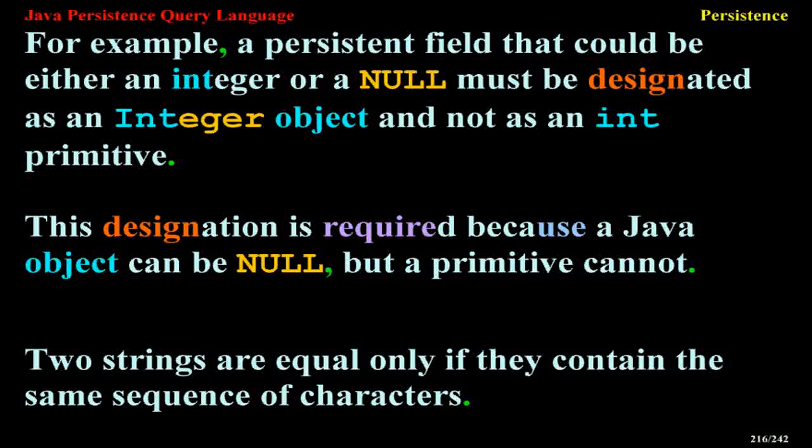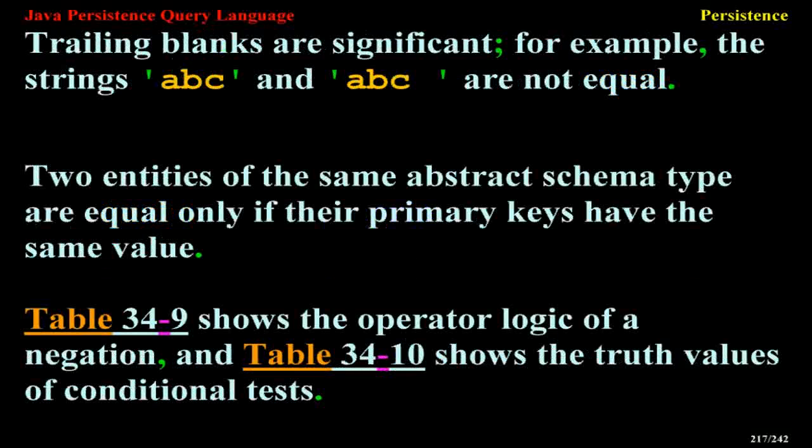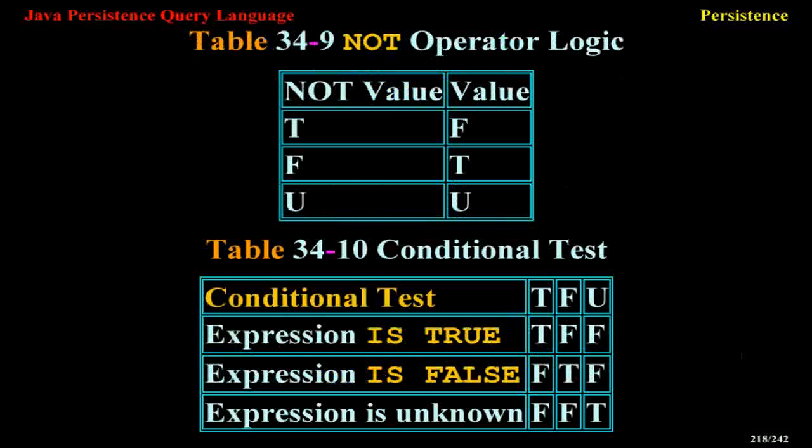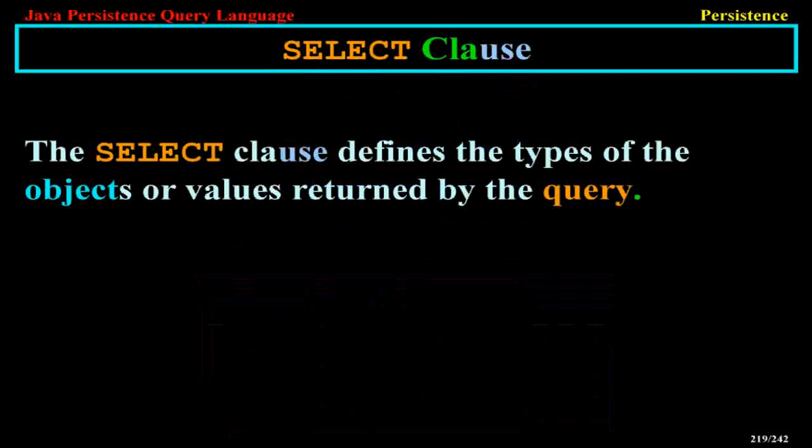Two strings are equal only if they contain the same sequence of characters. Trailing blanks are significant. For example, the strings 'abc' and 'abc ' are not equal. Two entities of the same abstract schema type are equal only if their primary keys have the same value. Table 34-9 shows the operator logic of a negation, and Table 34-10 shows the truth values of conditional tests. Table 34-9 NOT operator logic: NOT value: T gives F, F gives T, U gives U. Table 34-10 conditional test: expression is true, expression is false, expression is unknown.